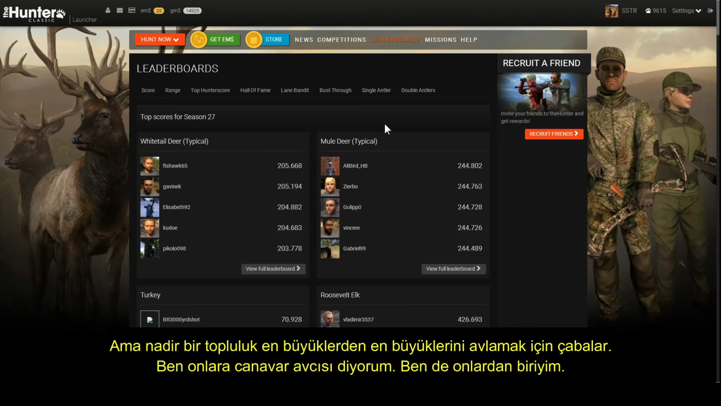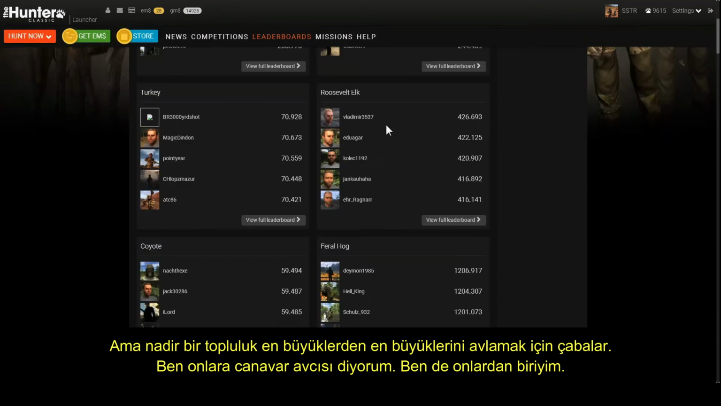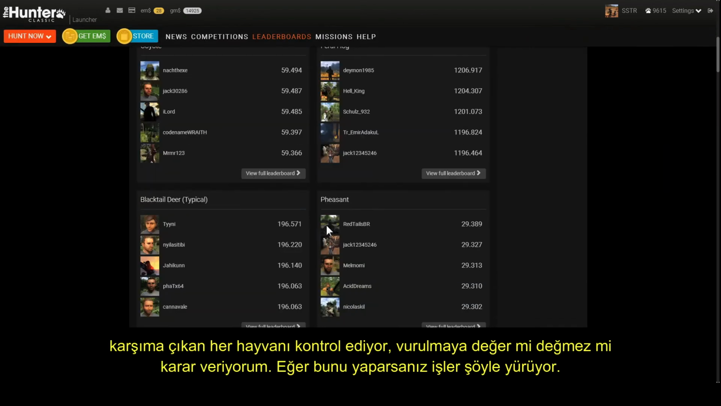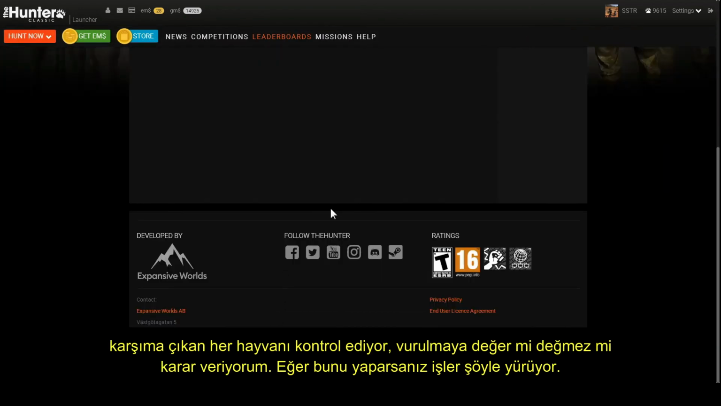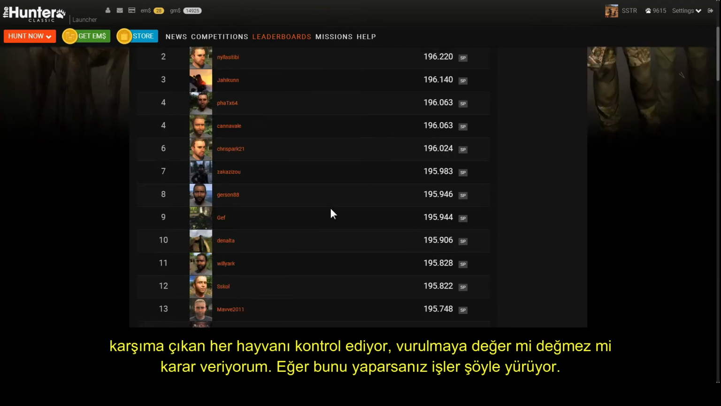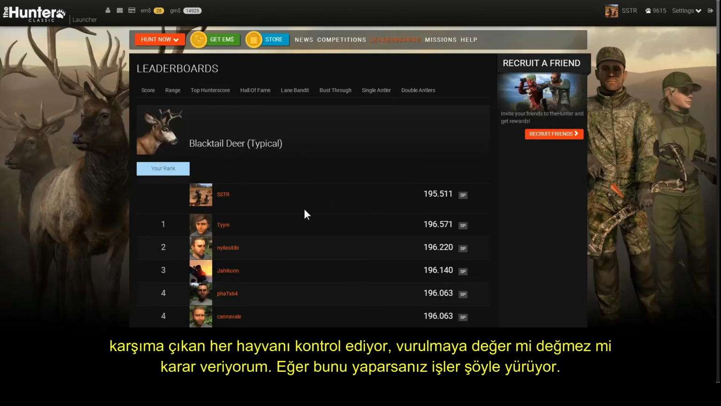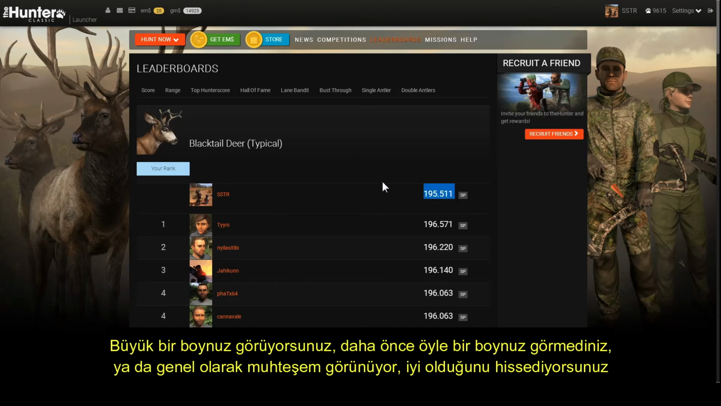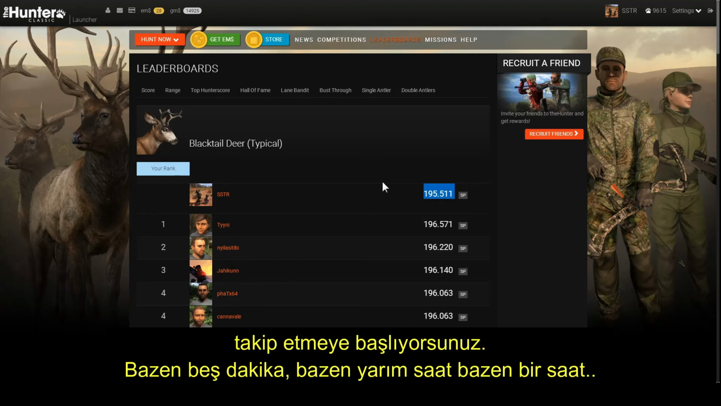But there's a niche population that is going after the biggest of the biggest animals that I call monster hunters. I am one of them, that I check every single animal that I see and determine if they are worthy of the hunt or not. And if you do that, you come across something like this. You see a large antler. You know that's going to be close to a world record. It is magnificent. You know it's looking good. Then you start chasing it.